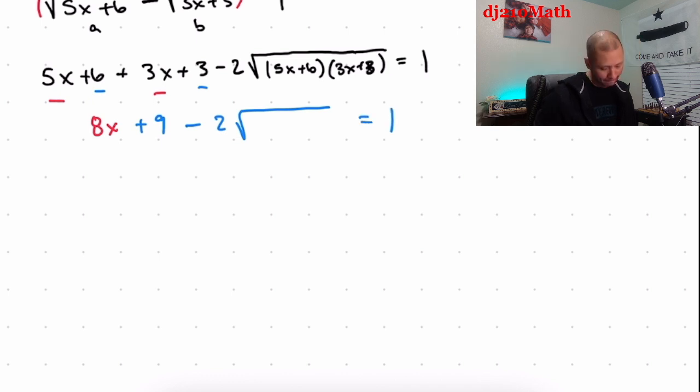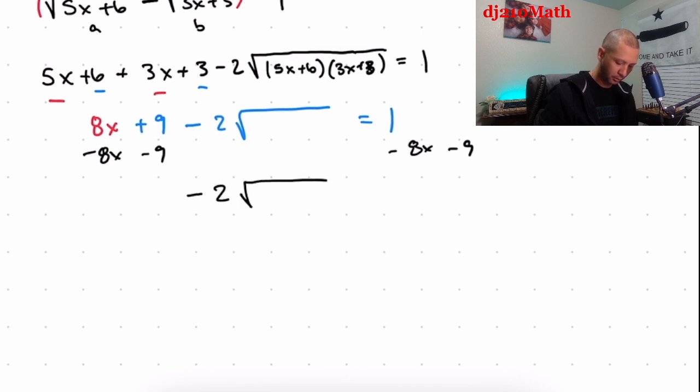equals 1. I'm going to move everything that doesn't have the square root to the right. So this is going to be minus 8x minus 9. So left-hand side, we have negative 2, square root, and I'm just not writing it because I'm lazy. And this is going to be negative 8x. And this is going to be 1 minus 9, which is negative 8.